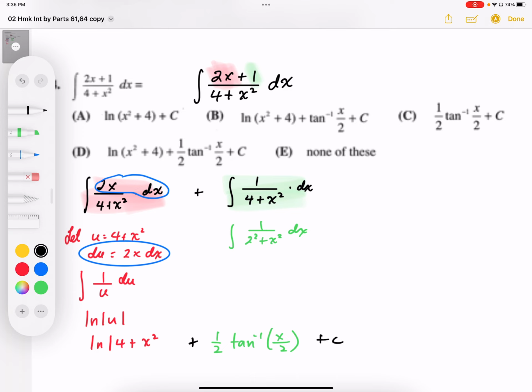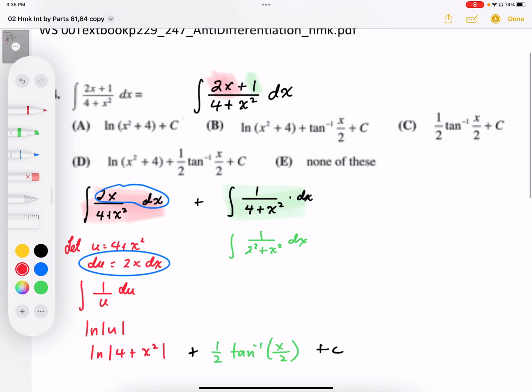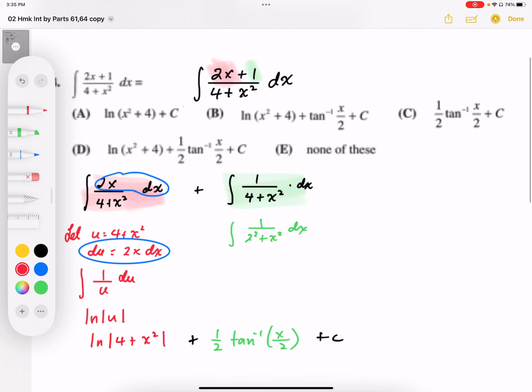So looking at the solutions, we can see that it looks like D is the correct answer. So D represents the solution that we came up with. Okay, so log of x squared plus 4, they don't have the absolute value because x squared plus 4 is always positive. And then we have 1/2 arctan of x over 2.